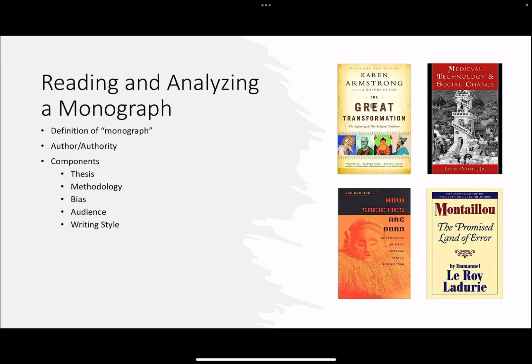Bias is obviously a related point to all of these things, right? Bias is not inherently a bad thing. Well, I think we could say that some biases, things like racism, sexism, and so forth, are probably negative biases. But a bias is simply the subjective viewpoint that the author has, right? And often bias is related to the conversation that the author is having or trying to enter into with other scholars who may have worked on similar things.